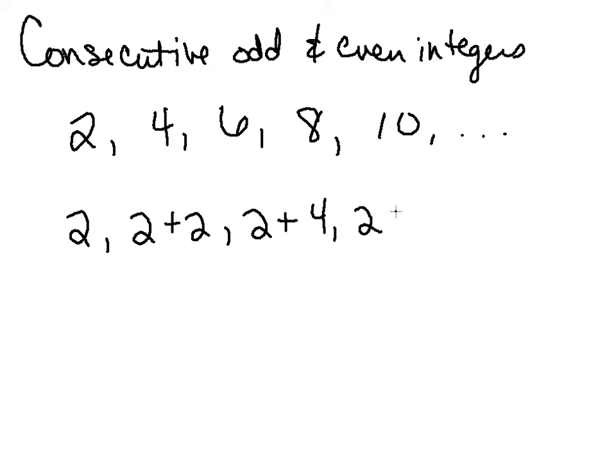What do I add to 2 to get 8? That's 2 plus 6 gives me 8. What do I add to 2 to get 10? 2 plus 8 gives me 10. I want to follow this pattern when I'm expressing this in terms of variables. So let's say my first one is x.